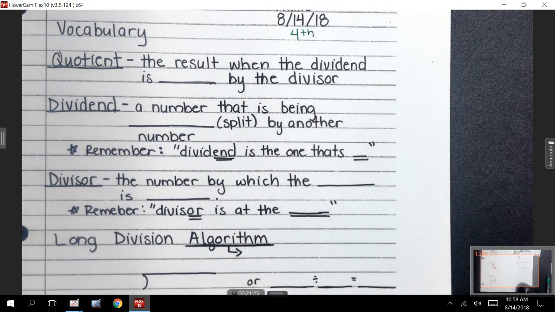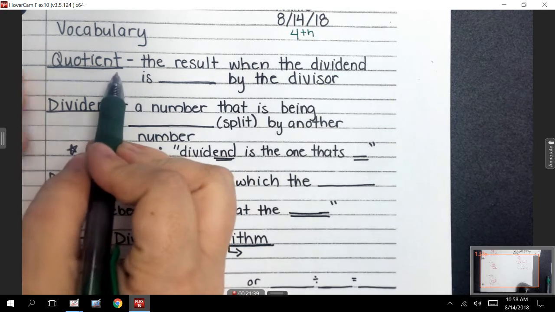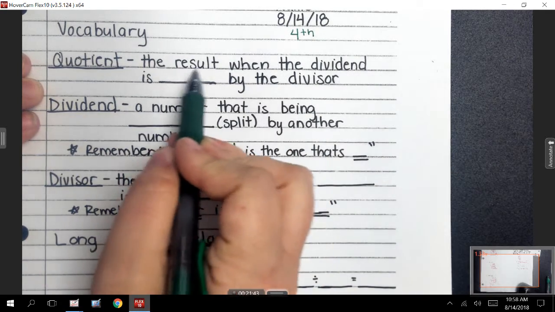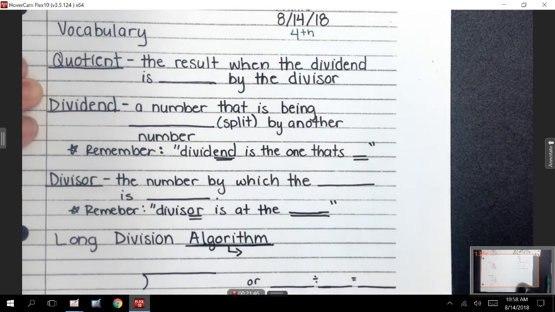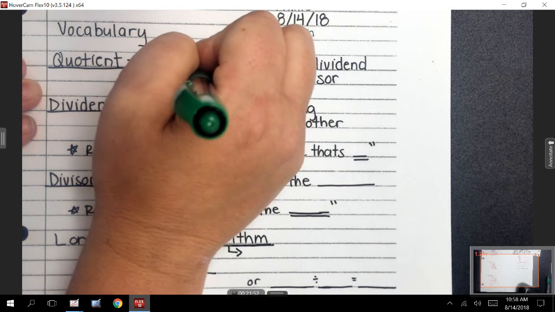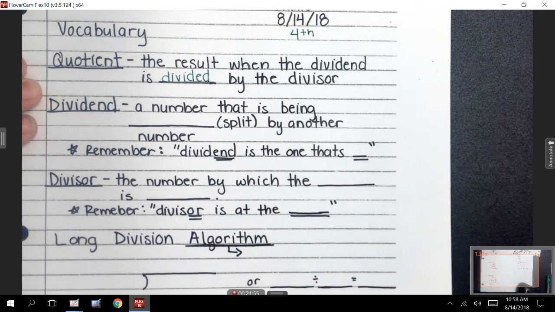All right, the first thing we're going to do is fill in that vocabulary. Guys, be careful. It looks like everything's written for you, but there are blanks we're going to fill in together. Is everyone ready? Okay. The quotient is the result when the dividend is blank by the divisor. Who thinks they can fill in that blank for me? Javon? Divided. Because the quotient means that we divided. So the quotient is the result when the dividend is divided by the divisor.